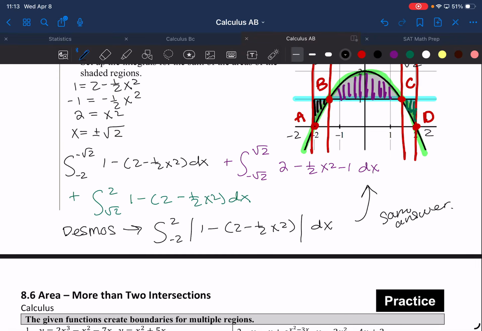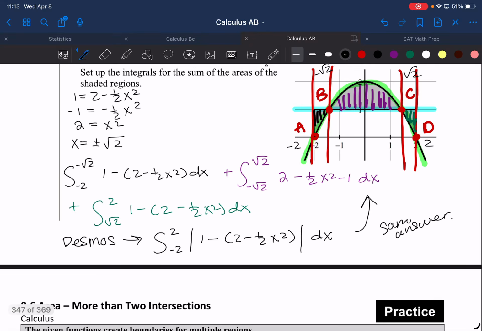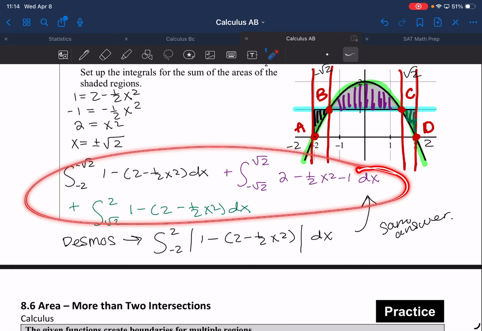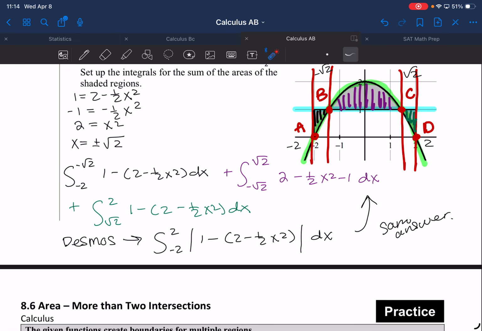So if you want to take a moment and go on Desmos and type both of these in. Type this first equation on Desmos, and then type this equation on Desmos. And you should notice that you get the exact same answer.